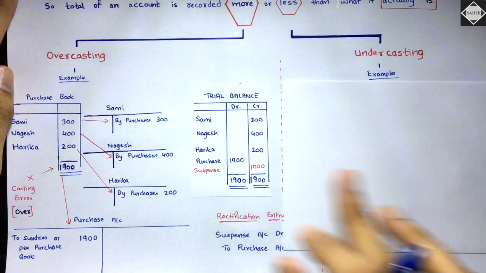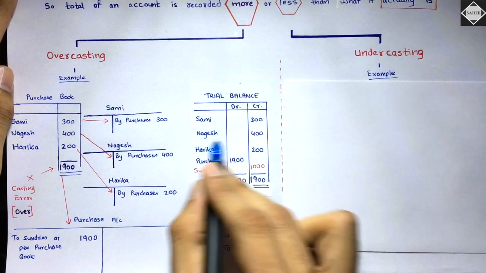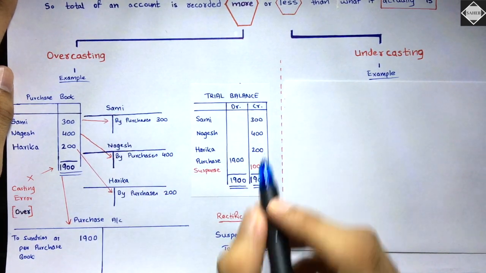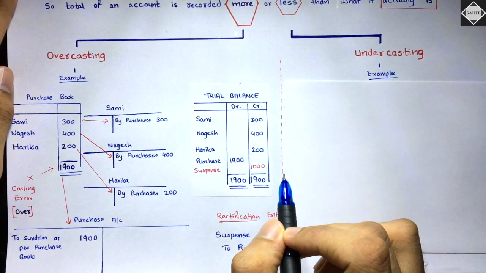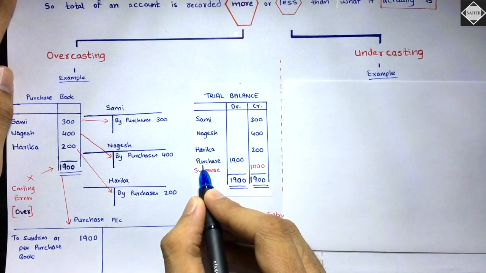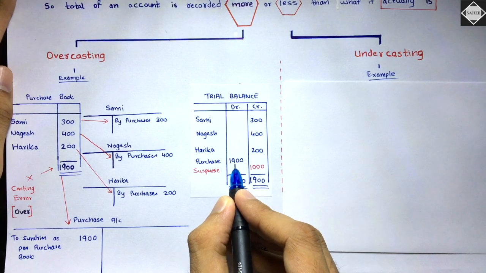So see here, in the trial balance, Sami, Nagesh, Harika, these are your creditors. They have credit balances, right? So 300, 400, 200. And then purchase has a debit balance because it's an expense. So purchase 1900 in the debit column.